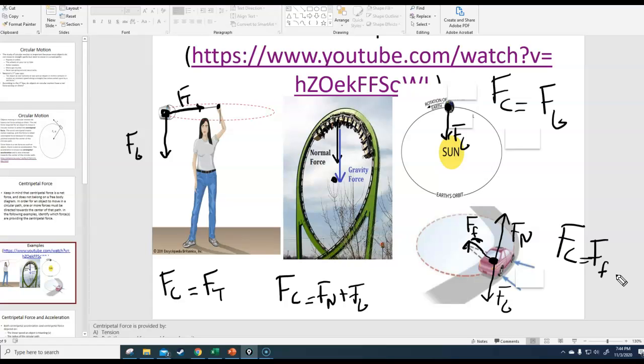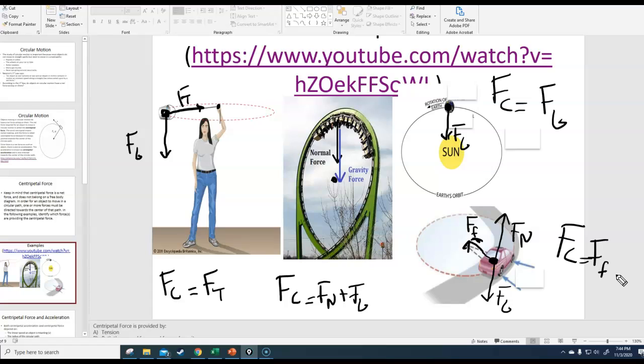For a car going around a flat curve, the force of friction provides the centripetal force for the car to move in circular motion. That means, by the way, that when it's icy out or when it's rainy out and the road is wet, when there's less friction, it's more dangerous to drive around a curve because that means there's less centripetal force allowing you to go in a circle.